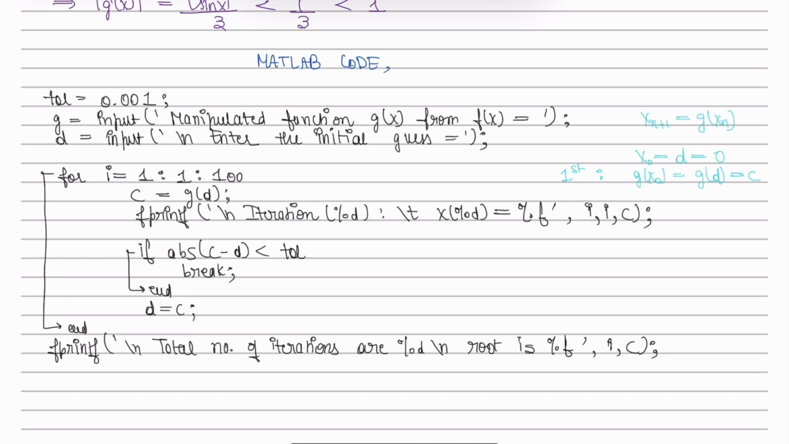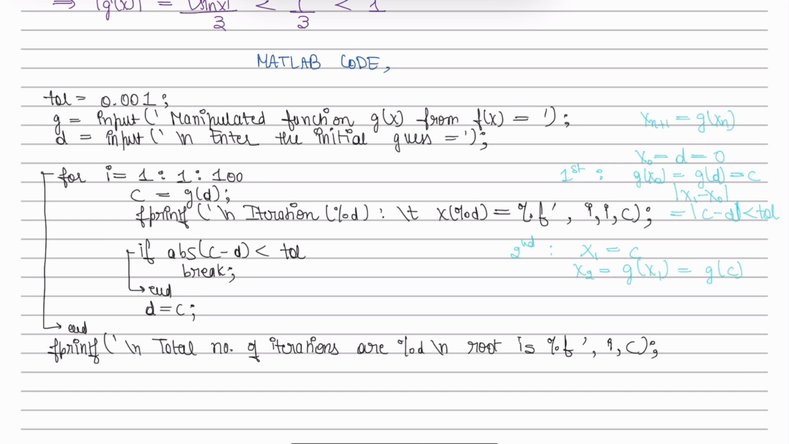Then I have checked the stopping criteria for x1 minus x naught, which is equals to c minus d. If this is less than tolerance, then we will break this loop. Otherwise, we will perform the second iteration. When we will perform the second iteration, I have updated the value of d as c. Now the value of x1 is c and x2 is equals to g of x1, which is equals to g of c.